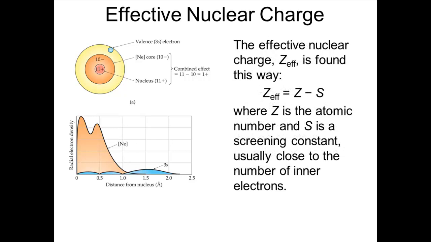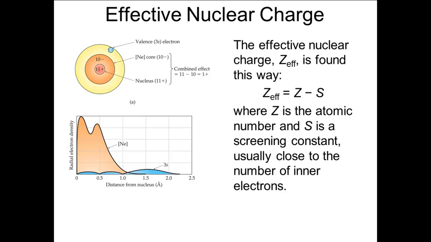The effective nuclear charge, symbol for which is Z sub EFF, is found this way. Effective charge equals Z, the atomic number, the number of protons in the nucleus, minus S, a screening constant, usually close to the number of inner or core electrons. In the case of sodium, the effective nuclear charge is 11, the atomic number, minus 10, the number of core electrons, or plus 1. When we are dealing with elements in the D block or F block, the D or F electrons are considered core electrons.